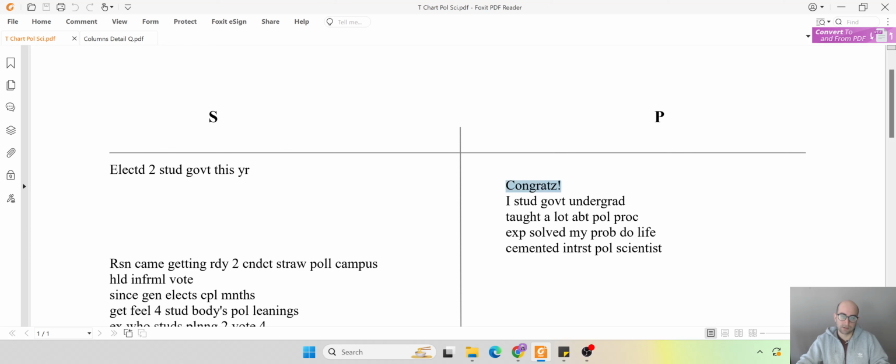So here, the professor, she says, oh, congratulations. I was in student government as an undergrad too. It taught me a lot about the political process. This experience helped me solve my problem of what I want to do in life. And it cemented my interest of becoming a political scientist. Okay. So those are my notes. I'm able to understand it clearly.